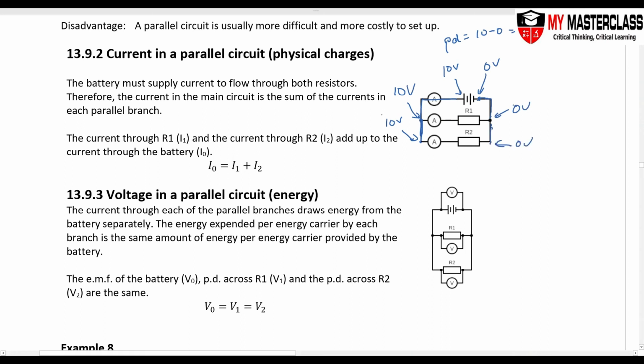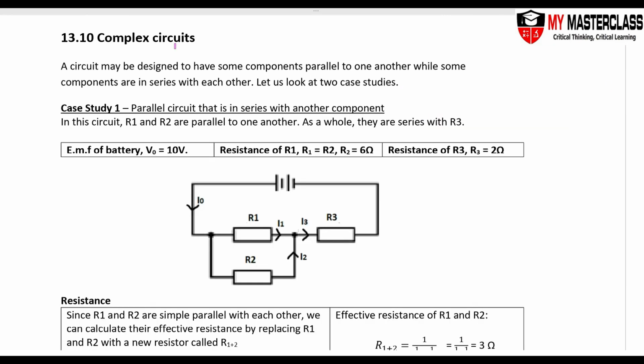So what's the difference in potential for the middle branch, this branch here? It's 10 minus 0, which is also 10 volts. And how about for the one at the bottom, this bottom branch? 10 minus 0 is also 10 volts. So basically the takeaway is that the potential difference is the same, is equal across each branch. So this branch and this branch, they have the same potential difference. Okay, and finally complex circuits.